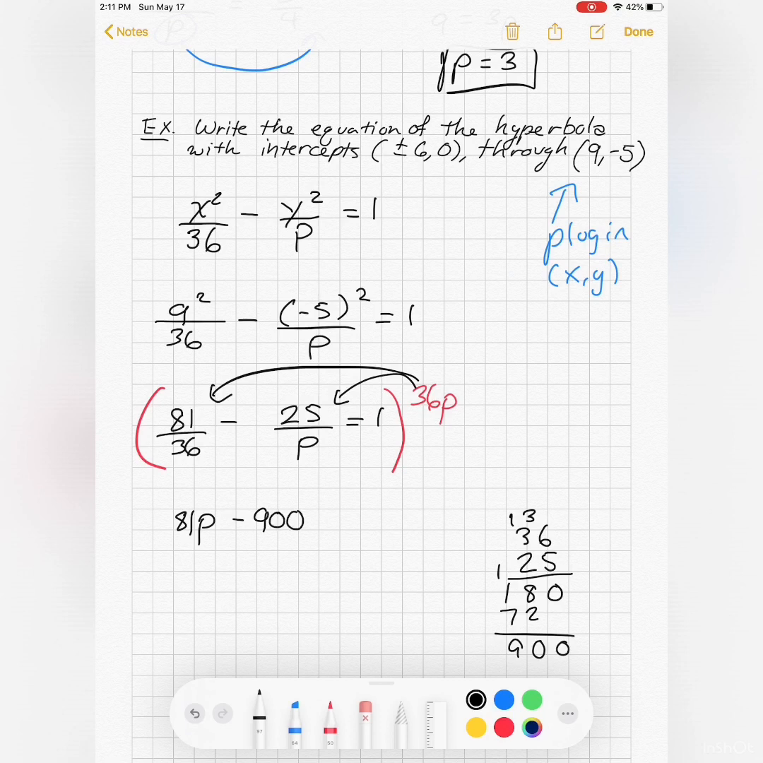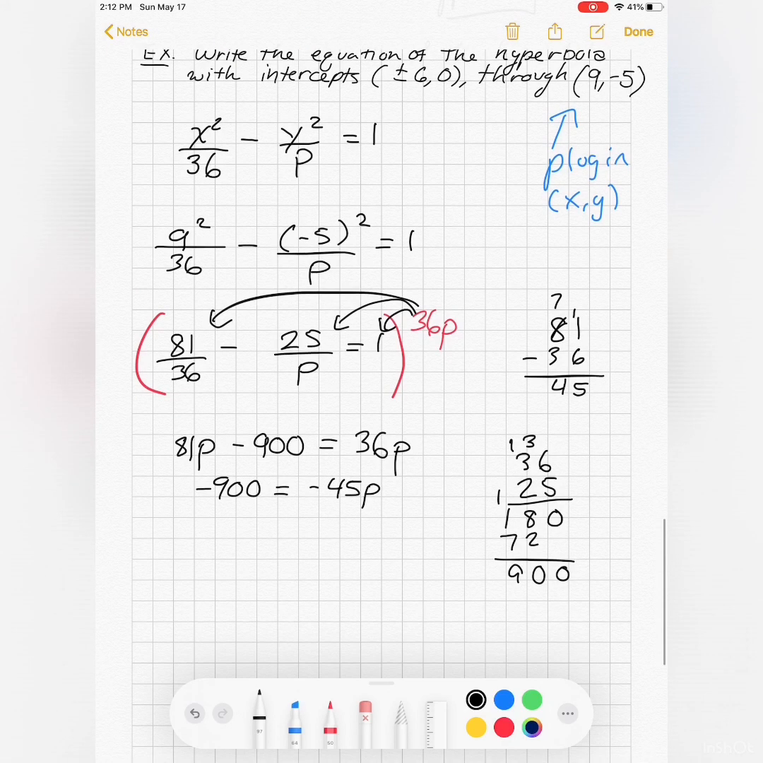Interesting. The numbers are a little big in this one. Okay, multiply here as well. Okay, then what is 81 minus 36? 45? So, oh, it comes out nice, huh? Divide by 45? Negative 45? Okay, 90 divided by 45 is 2, so that's 20.